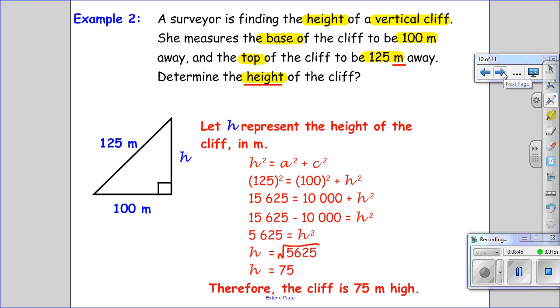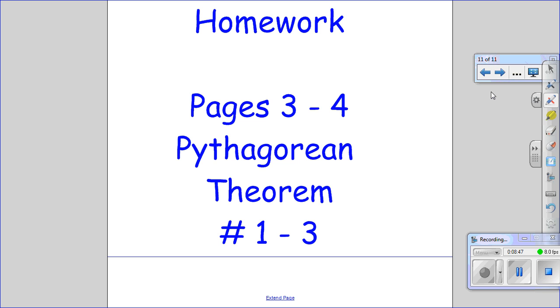And before class tomorrow, please do pages 3 to 4, Pythagorean theorem questions 1 to 2 and 3.